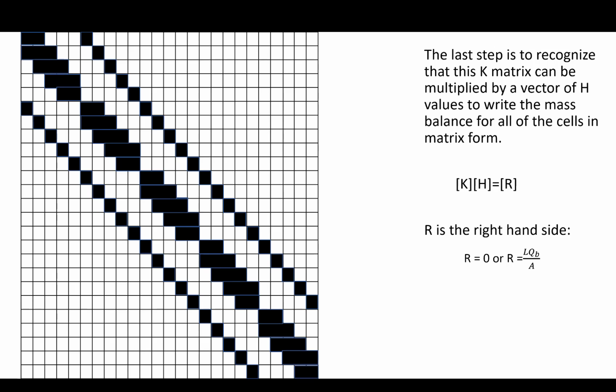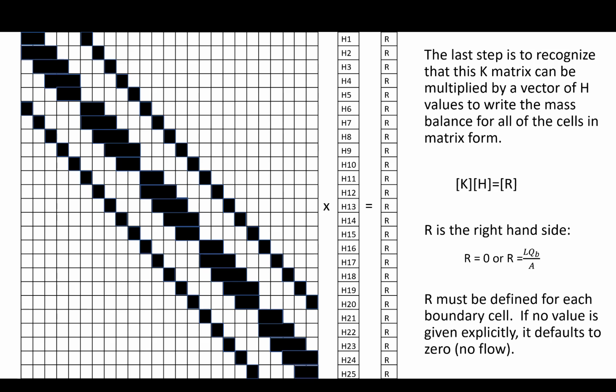This is where the math really kicks in. We're going to take this matrix of K values and multiply it by a vector of head values, the head value in every cell, and each of those is going to represent an equation that tells us what's happening on the right-hand side. And remember, the right-hand side was either 0 or it was some function of the boundary flux. In matrix form, then, we have 25 equations with 25 unknowns, each of the head values. That is essentially the mathematical representation of our model.